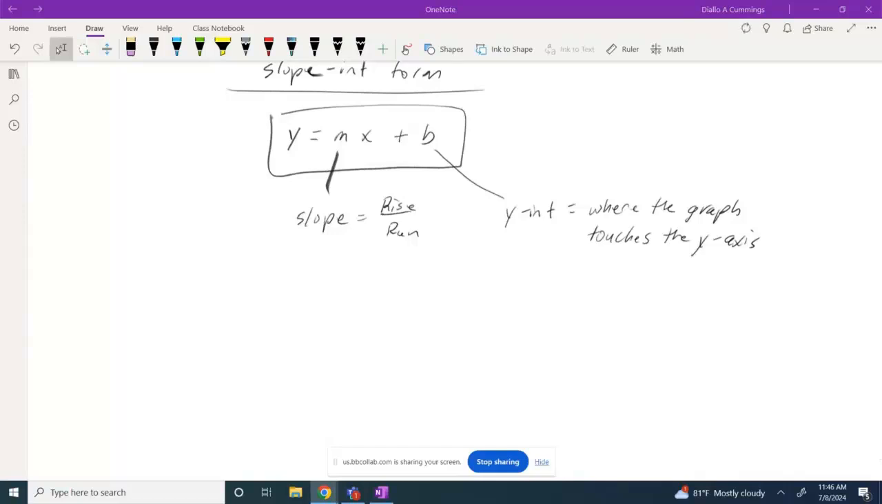Also, if we go back to the slope just for a second, you read graphs from left to right just as you read sentences from left to right. So if you read your graph from left to right and that graph goes up, we have a positive slope. That means that the number part of the variable x, which is m, would actually be a positive number. If we read the graph and it descends from left to right, we have a negative slope.